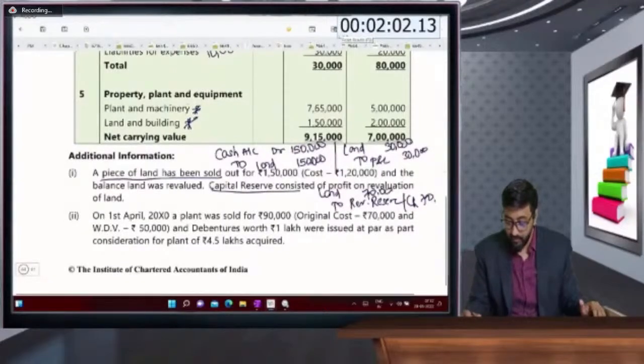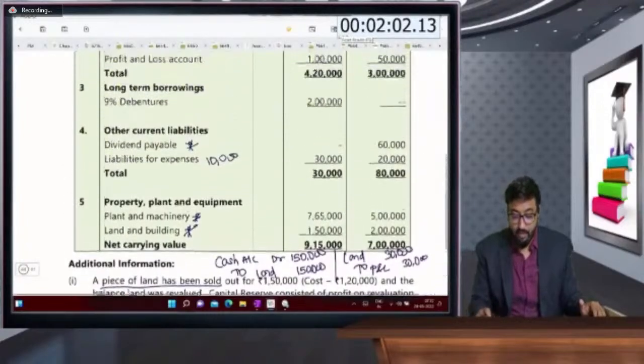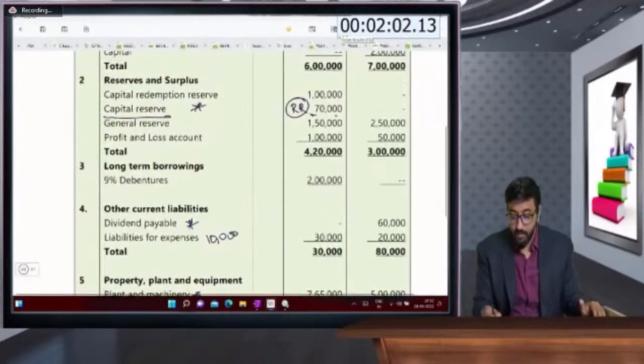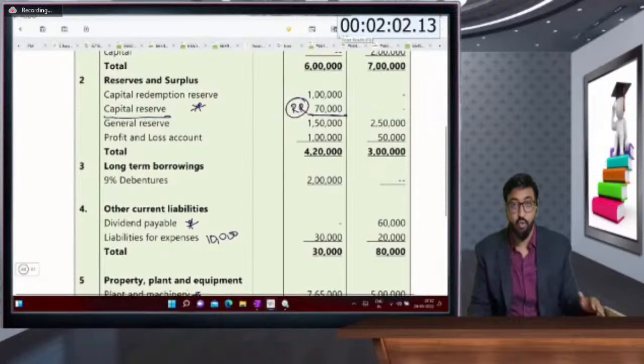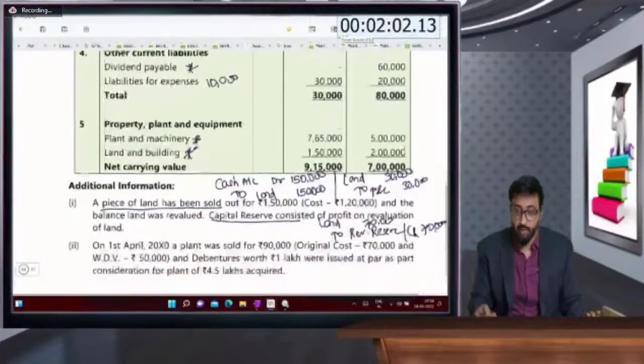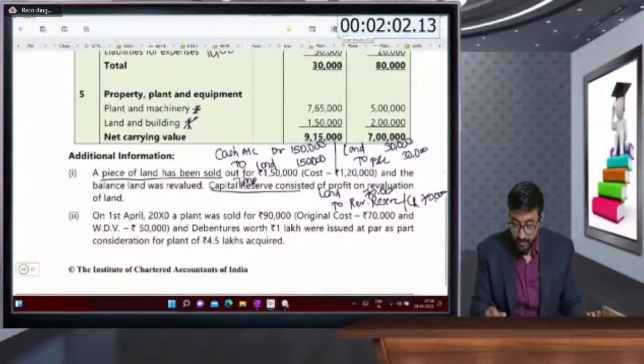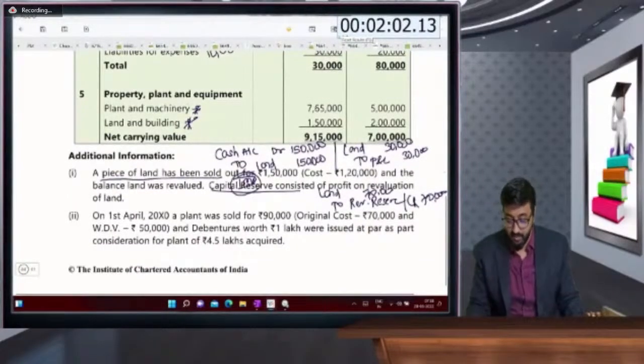So see, capital reserve consists of revaluation reserve. So you revalued your assets. Revalue means upward revaluation because it's a profit. Okay. So land will be debited and revaluation reserve will be credited. So this is important. This adjustment is important. Mark it as an important adjustment.